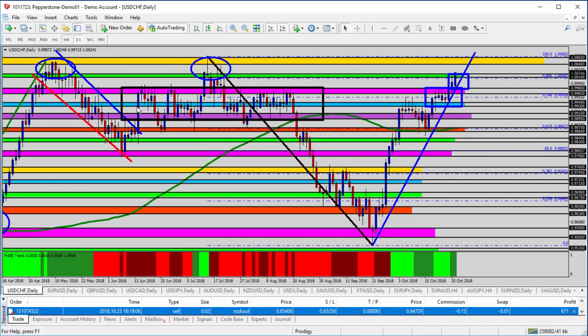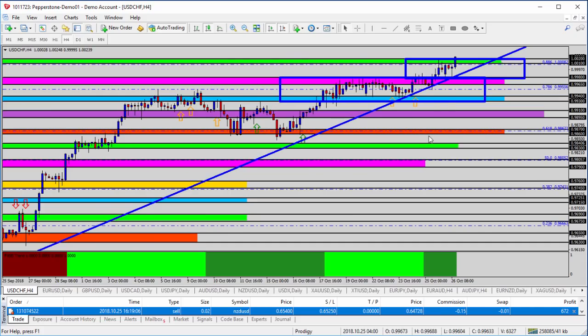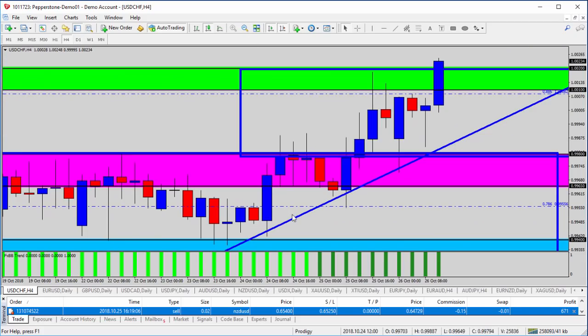The 4-hour time frame gives us a little bit of a closer view of this. Again, let's go ahead and zoom in a couple of times. Take a look at what's happened over the past few days. We saw the dip to the blue zone, the rally, the break of the pink zone, rally, dip, rally again.